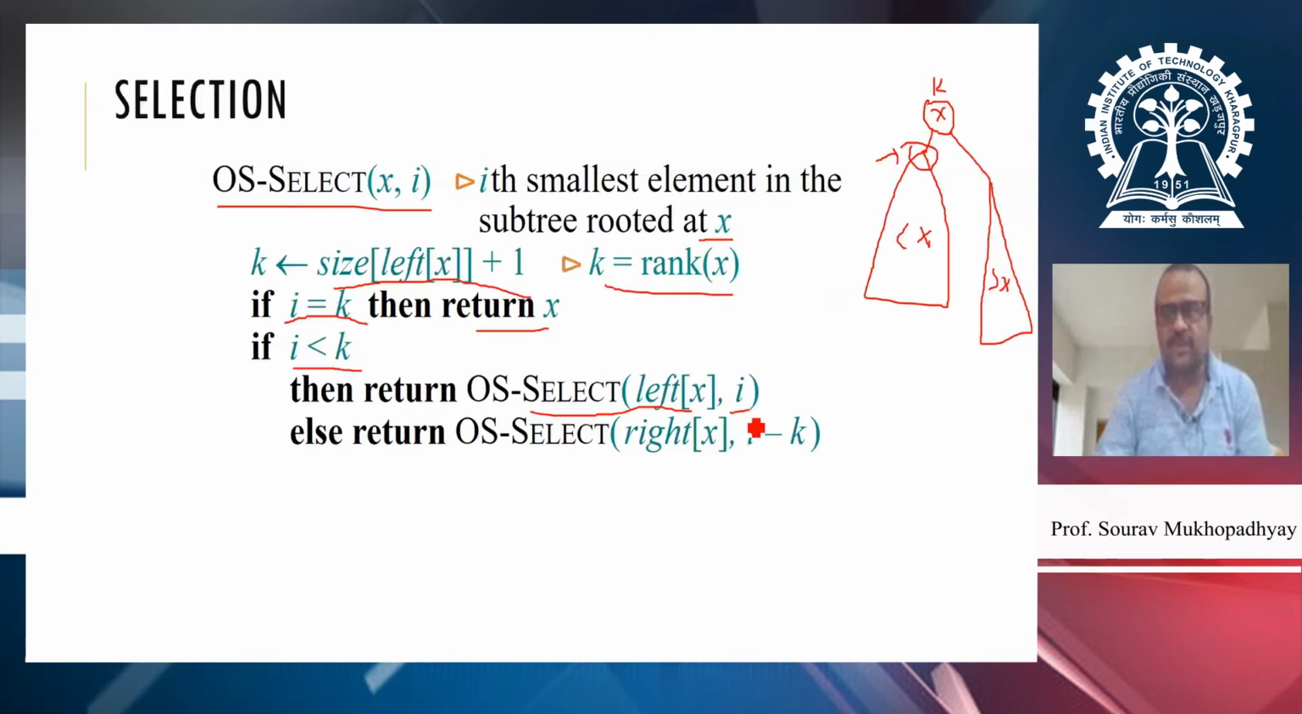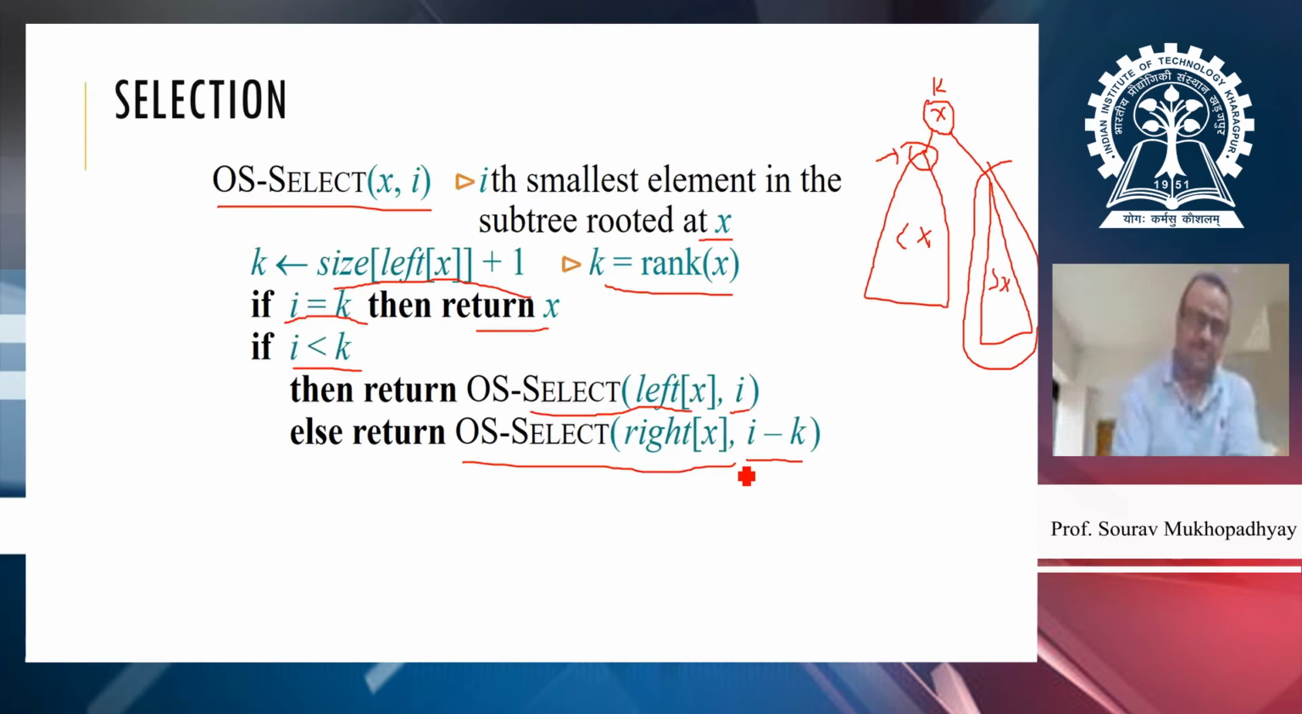So, if we are looking for the ith smallest element which is greater than k, then we know we have to go for the right subtree, but with the new i, because we have already come across the kth smallest element. So now we need to find the i minus kth smallest element only in the right part of the tree. So this we know. This is the divide and conquer technique in this dynamic setup. Okay. So this is the code, the pseudo code for our select.